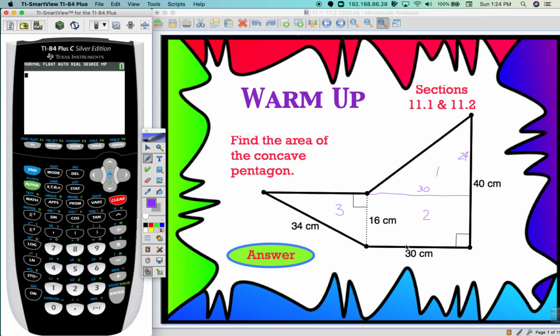Rectangle's pretty easy. All we need is 16 and 30. And then in triangle number 3, we've got to come up with this side length. Of course, we would do that with the Pythagorean theorem, which I'm not even going to show you, but that's what you would get. Find those areas separately, add them all up, and you should get 1,080. We'll do some more similar ones like that here in a second.